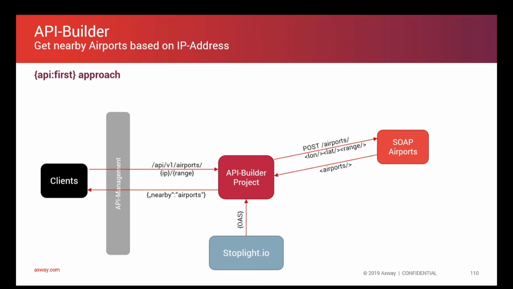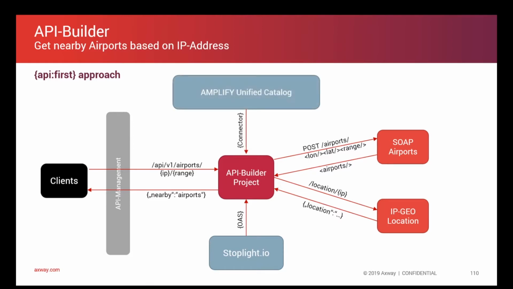And for that, I want to use an IP geolocation service, which takes in the IP address and translates it into location, and then we are getting airports for that location. In order to do that, I'm using a connector which is automatically generated based on an entry in the Unified Catalog. So let's see how that works.